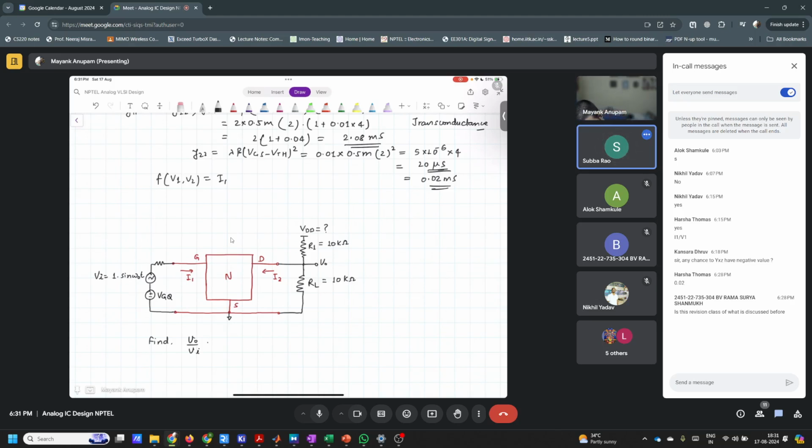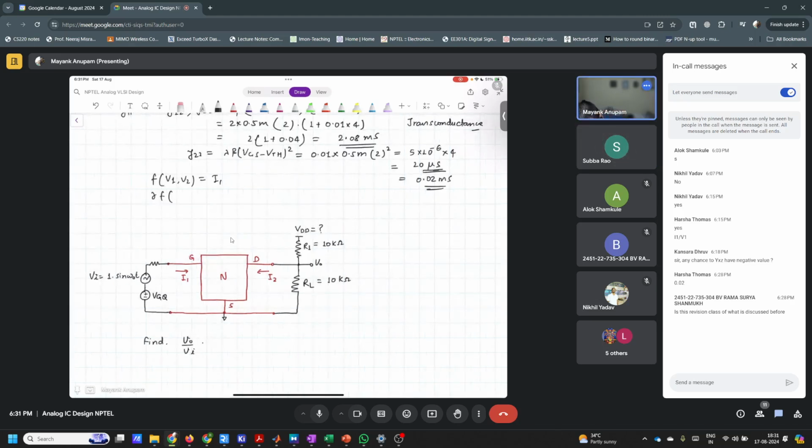Correct. So if you find out dou of f of v1 comma v2 divided by dou V1, when you say dou V2 is 0, what does this mean? Basically dou I by dou V1 when dou V2 is 0. Okay, same thing.